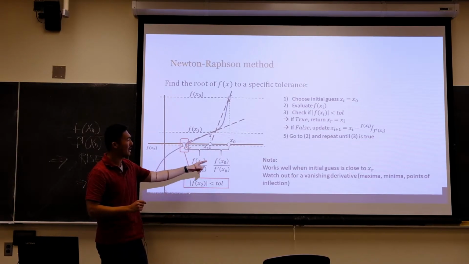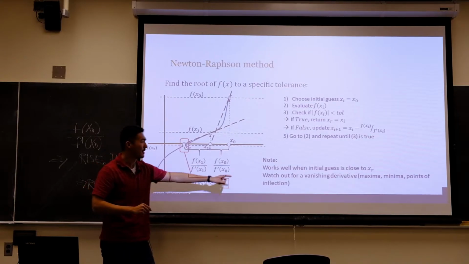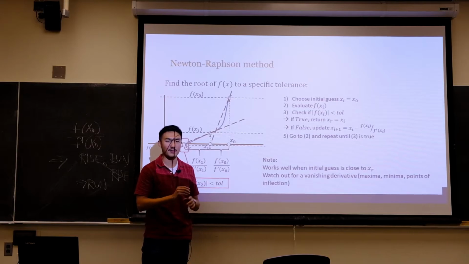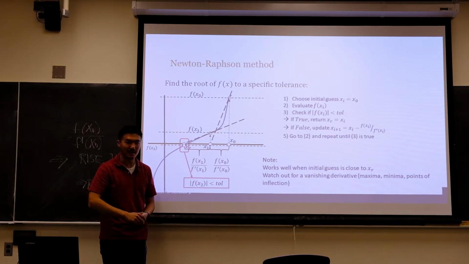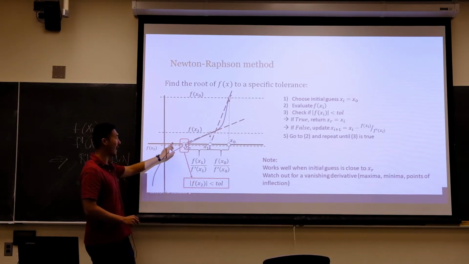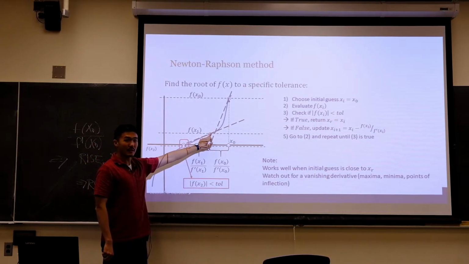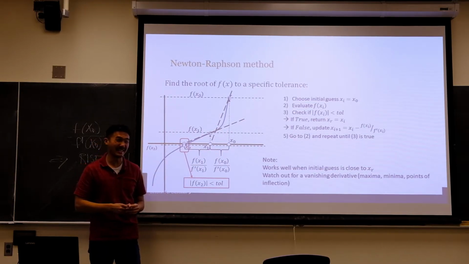Also, because we're relying on the derivative of f to find the next guess, we need to be aware of vanishing derivatives, namely at points of inflection, at minima and maxima. That's when the derivative equals 0. And you can imagine if you're following that linear approximation at any point to find the next xi, if that derivative is 0 or very close to 0, you might be flying really far left or right, away from where x sub r might exist.